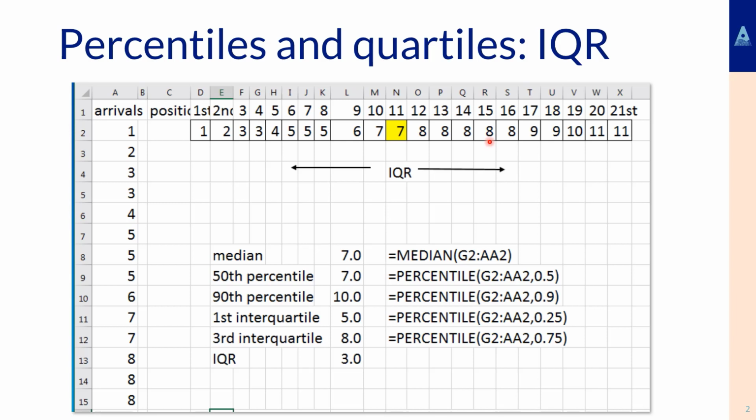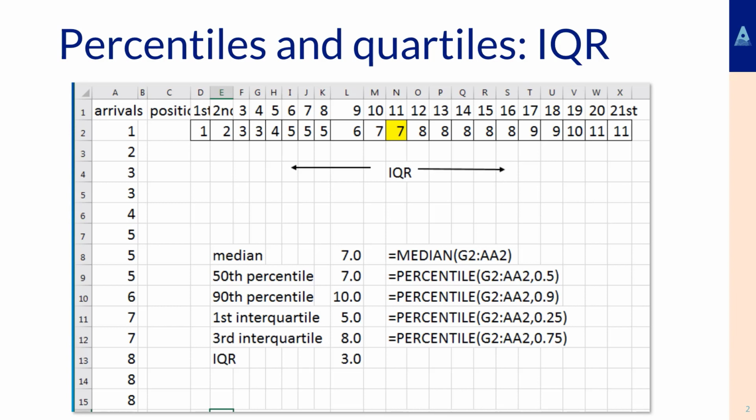And the interquartile range is simply the distance between the first interquartile and the third interquartile. And you can see the difference is 8 minus 5 is 3. And this measure of dispersion can be used instead of or as well as standard deviation or the simple range. But the interquartile range has one advantage. It's quite easy to calculate, but its main advantage is it's quite robust.